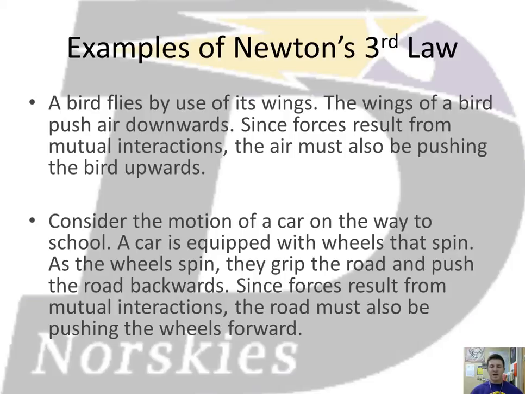Second example, the motion of a car on the way to school. The car is equipped with wheels that spin. These wheels come into contact with the road and they grip and push the road essentially backwards. Since the forces result from mutual interactions, or since they act in pairs, the road must also be pushing back on the wheels and pushing the wheels forward. That would be another example of Newton's third law of motion.